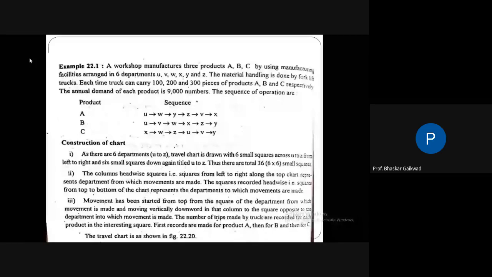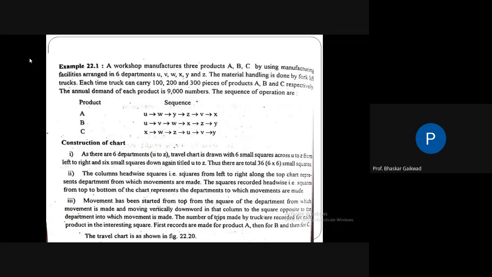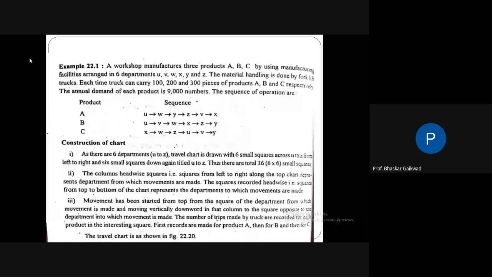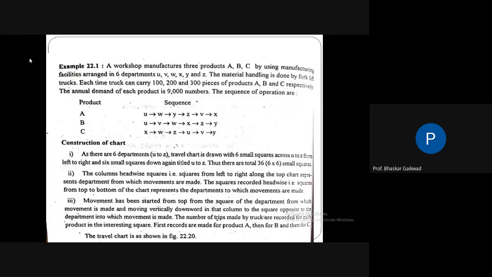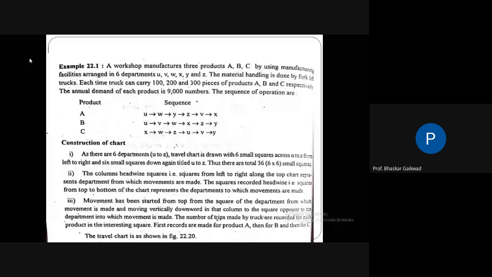This idea is given here. Point number one: as there are six departments, U to Z, the travel chart is drawn with six small squares, U to Z from left to right. So here you can make the small squares from left to right. How many are there? Six. Six small squares are drawn again, titled U to Z, and thus there are a total of 36. That means you can make six horizontal and six vertical rows and columns, so a total of 36 squares will be there.